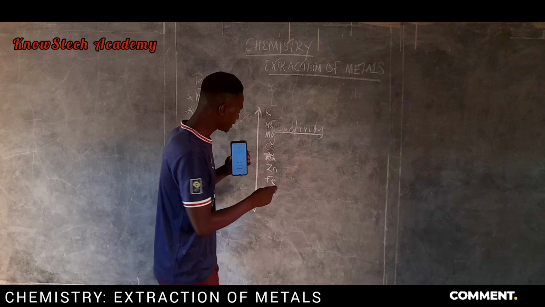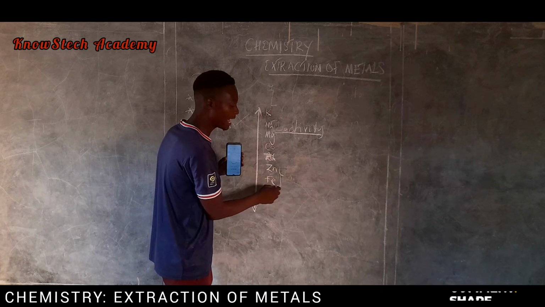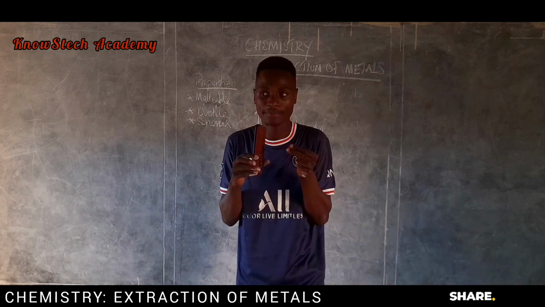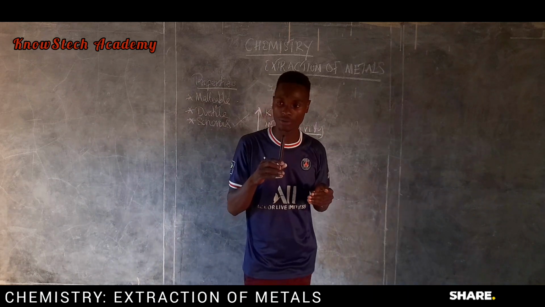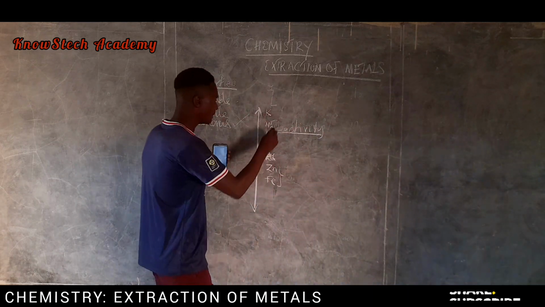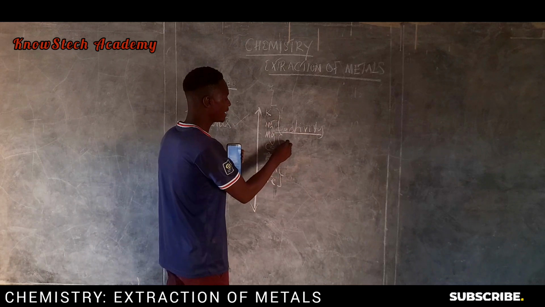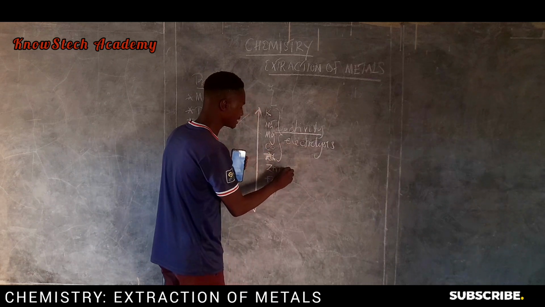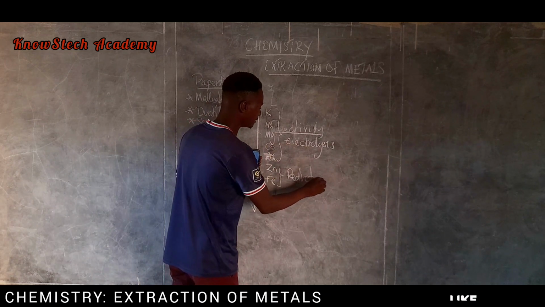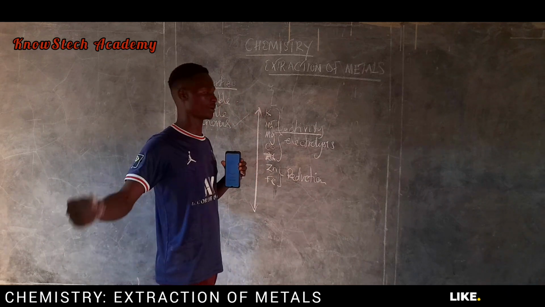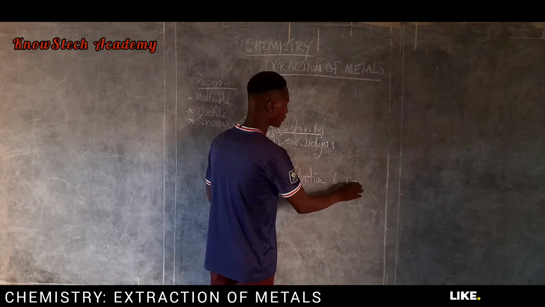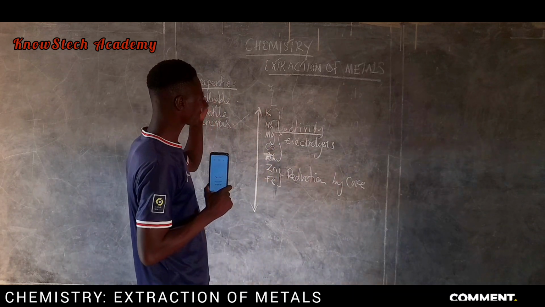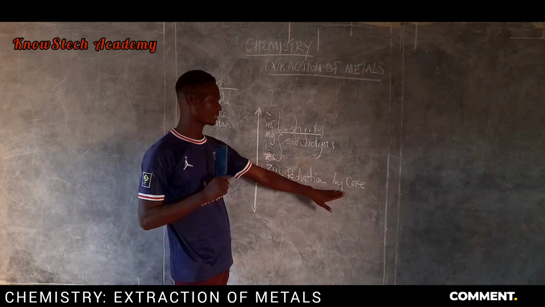Zinc and iron here can be extracted by reduction, reduction by carbon. But the first 5 elements are extracted by electrolysis. This one is reduction, by carbon. So now, let's look at the extraction. Let's start with reduction first.